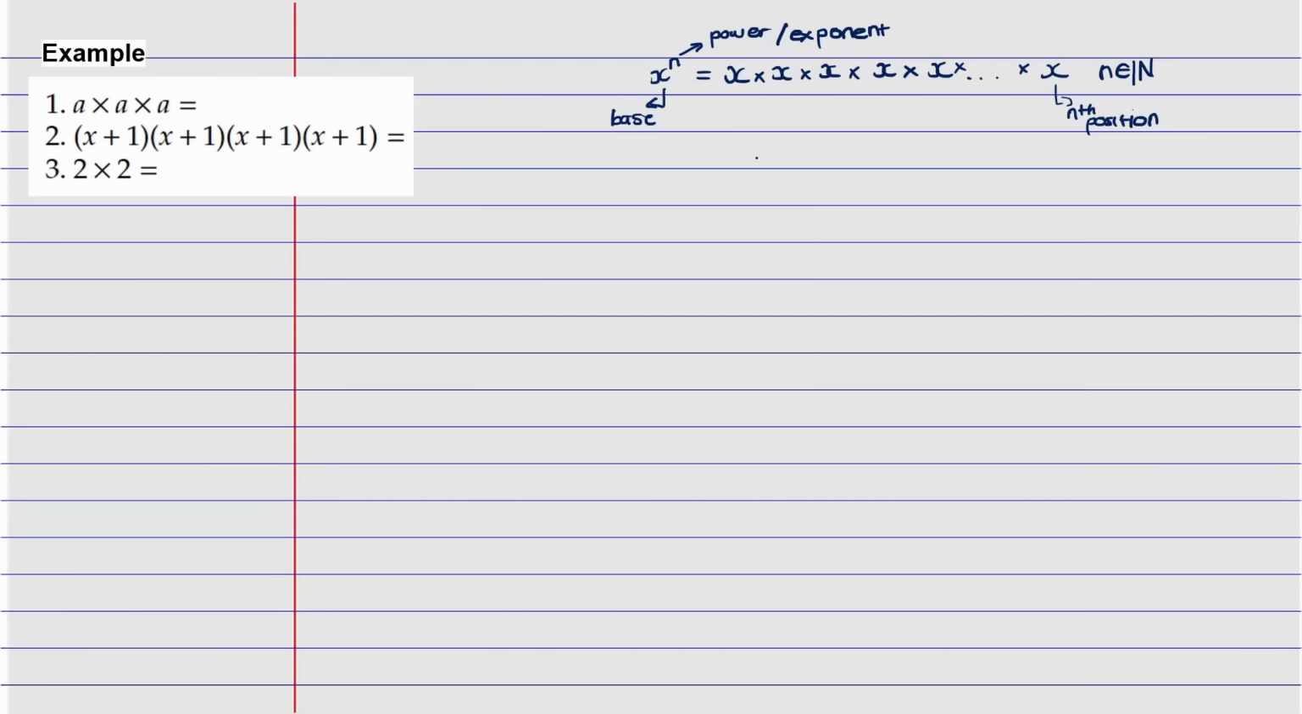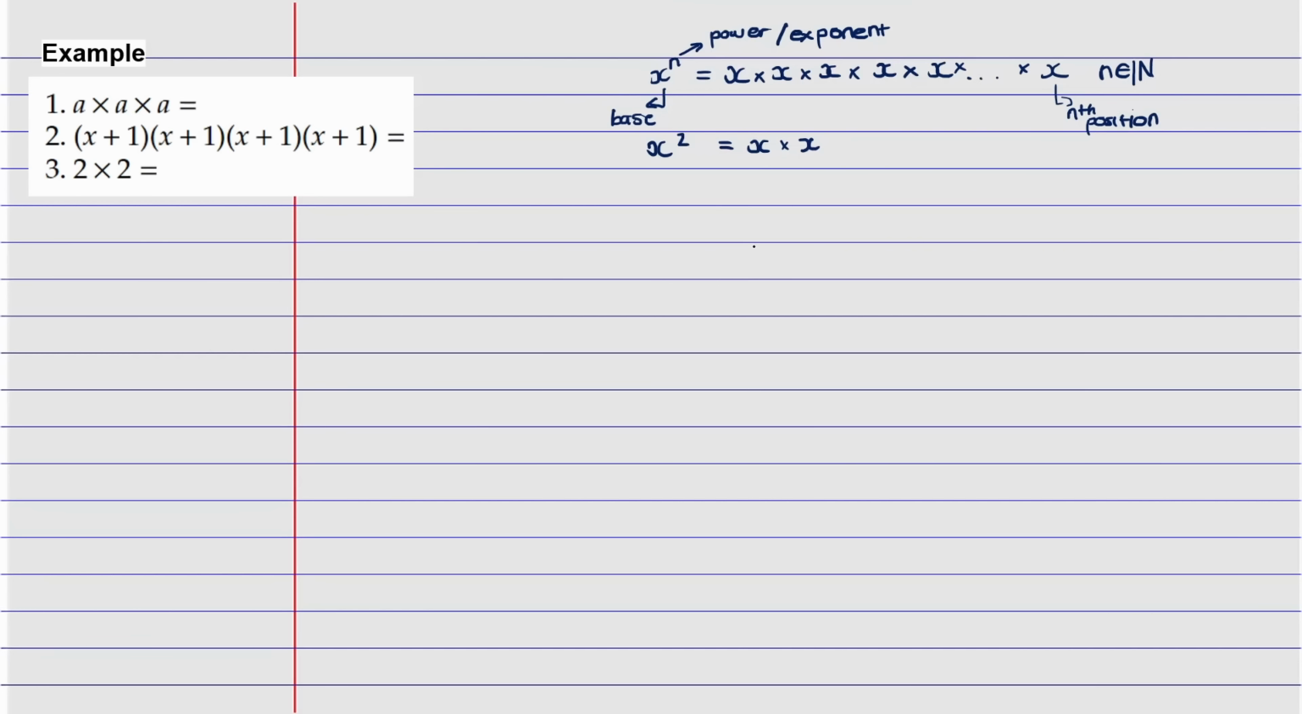This is talking about a general form, right? If I give you x to the power 2, this is basically x multiplied by x, right? So the n here is 2, and this is how you would express it, right?